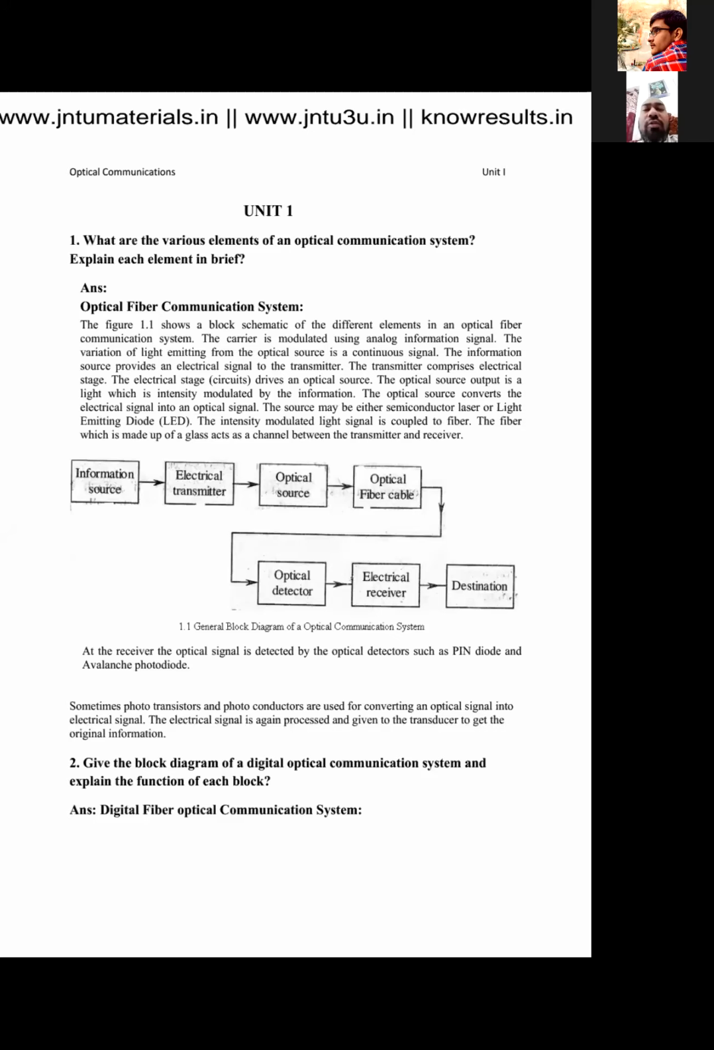I'm going to review Unit 1. Now, let me explain only the important topics of Unit 1. I'm not going to waste much of your time. So, starting with the block diagram of an optical fiber communication system.